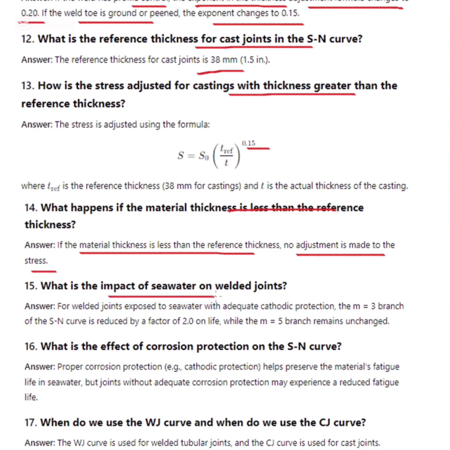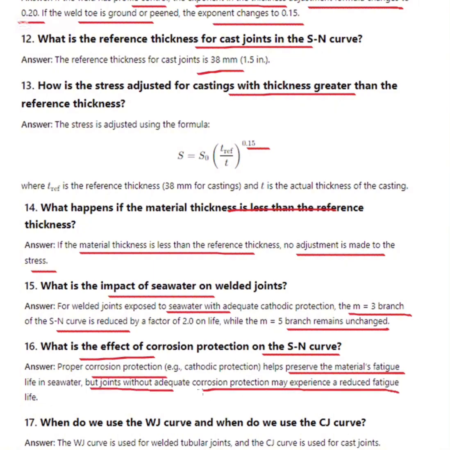What is the impact of seawater on welded joints? For welded joints exposed to seawater with adequate cathodic protection, the m equal to 3 branch of the SN curve is reduced by a factor of 2, while the m equal to 5 branch remains unchanged. What is the effect of corrosion protection on SN curve? Proper corrosion protection helps preserve the material's fatigue life in seawater, but joints without adequate corrosion protection may experience reduced fatigue life.